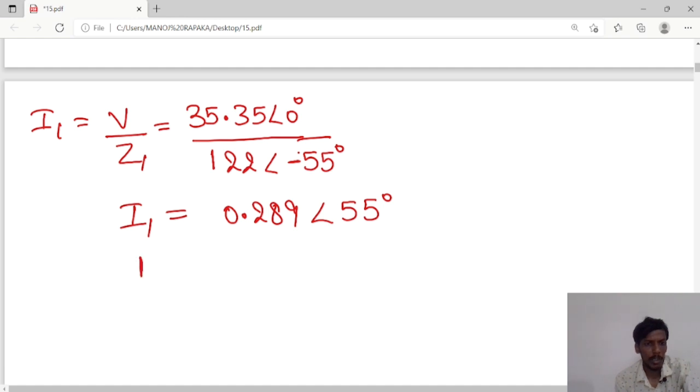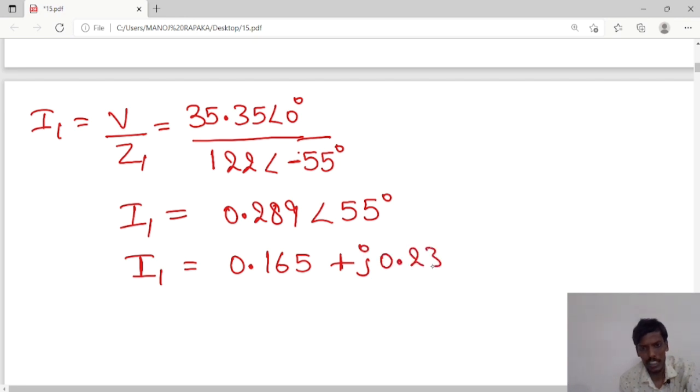So we can convert it into rectangular form now. I1 equals 0.165 plus j0.236 amperes. This is the current value in the rectangular form.